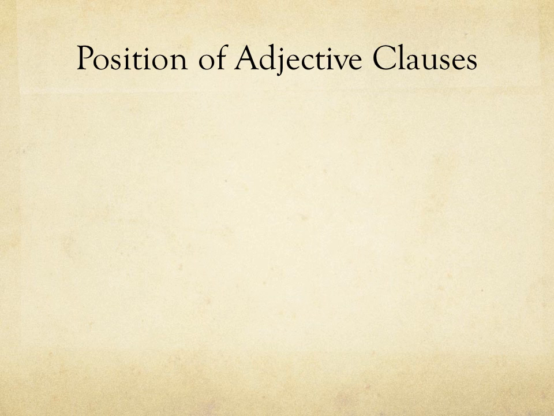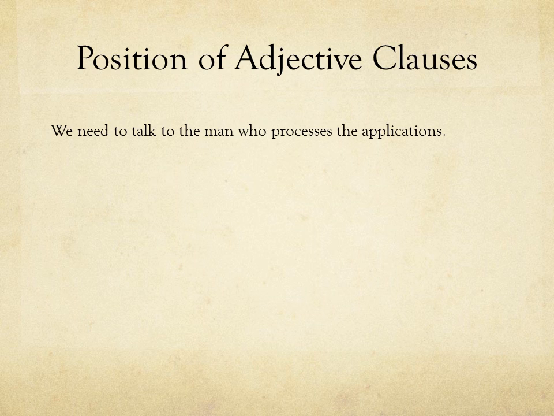Let's look at where the adjective clause can appear in a sentence. In this first example, the adjective clause is describing the word man, which comes at the end of the sentence. So we have a complete sentence, we need to talk to the man, followed by an adjective clause, who processes the applications.